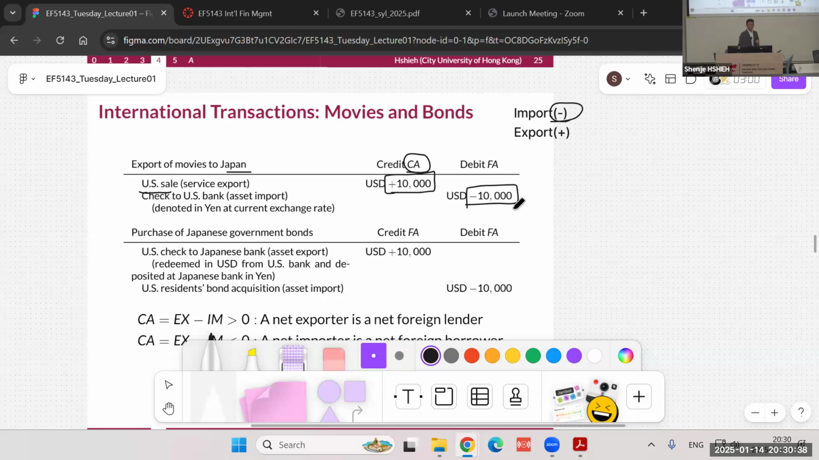It's a minus. I know it sounds weird, right? We're getting something for selling something, so why is it a minus? Well, it's a minus because we are actually extending credit to Japan, right? By accepting their currency, we are essentially lending them credit, right?